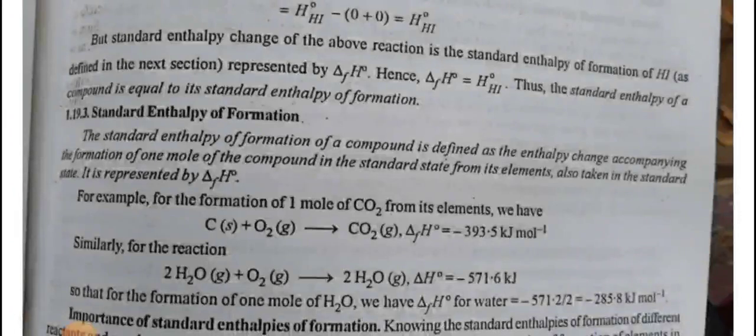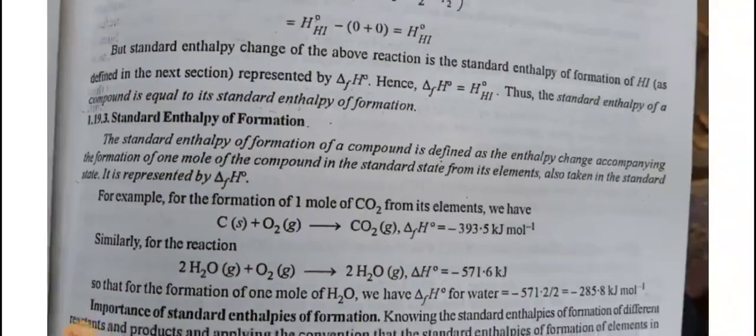Similarly, for the reaction 2H2(g) + O2(g) = 2H2O(l), ΔH° = -571.6 kJ. So for the formation of 1 mole of H2O, we have ΔfH° for water equal to -571.6 divided by 2, which is equal to -285.8 kJ per mole.